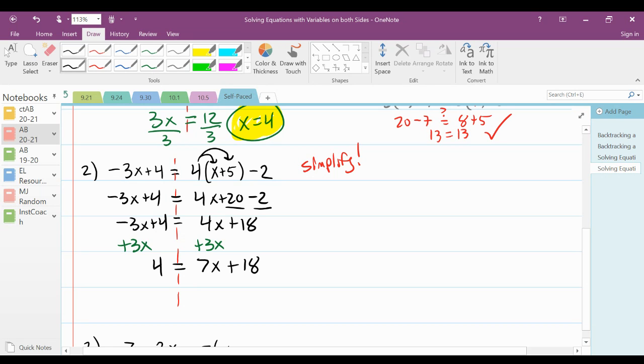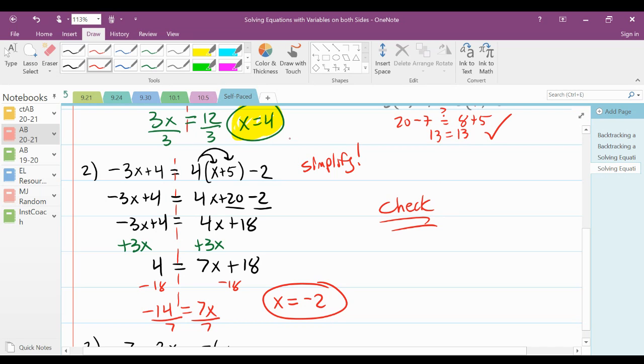All right, x term is positive. It's on one side. That's what I want. I can continue solving by backtracking your basic moves. We're going to subtract 18 on both sides, and I get -14 is equal to 7x. Divide now by 7, and I get x equals -2. Again, you can check by substituting that variable back into the original equation wherever you see an x.